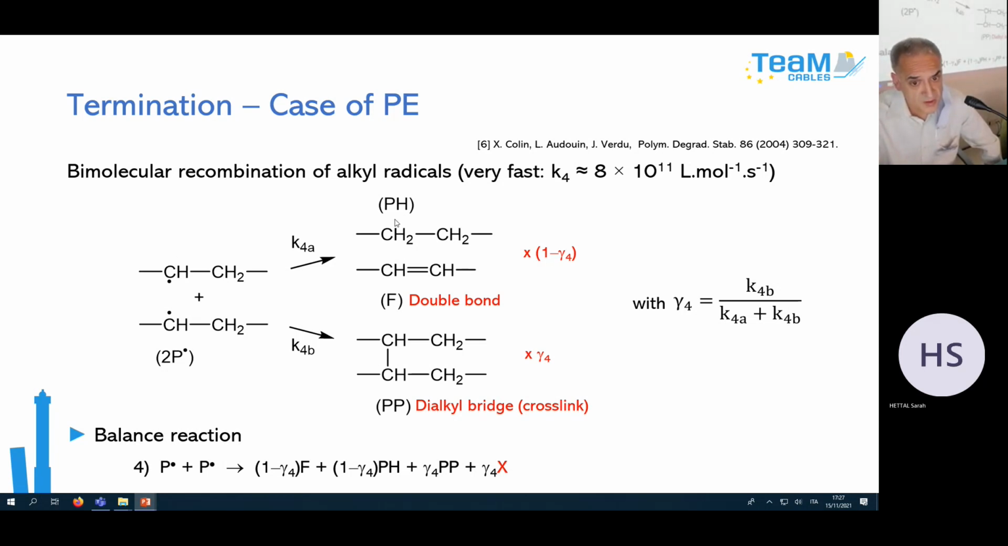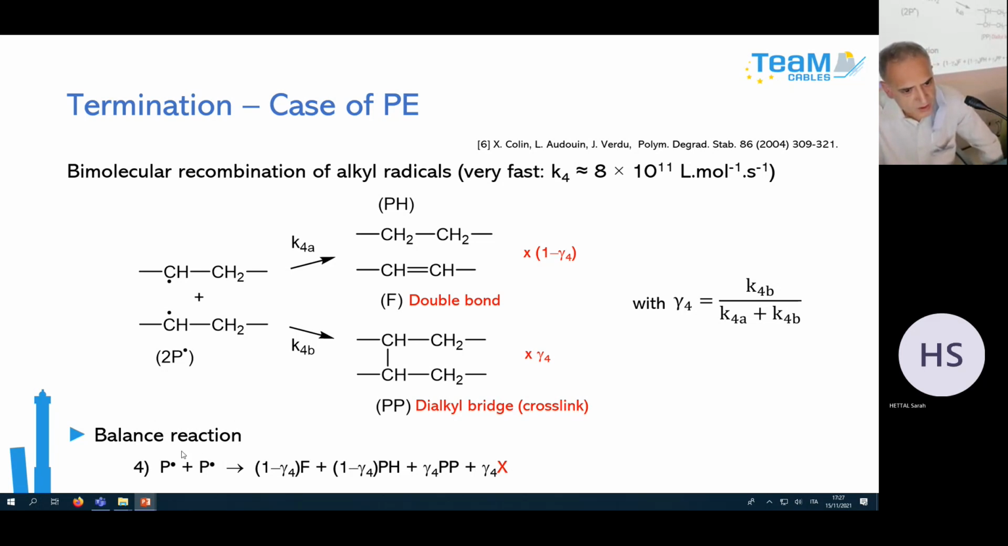The first one is a disproportionation. The disproportionation consists of a hydrogen atom exchange between two polymer chains. So in this case, you form an unsaturation, a double bond. And the second possibility is the coupling between two alkyl radicals. So in this case, you form a dialkyl bridge, a crosslink, that is to say, a welding between two polymer chains.